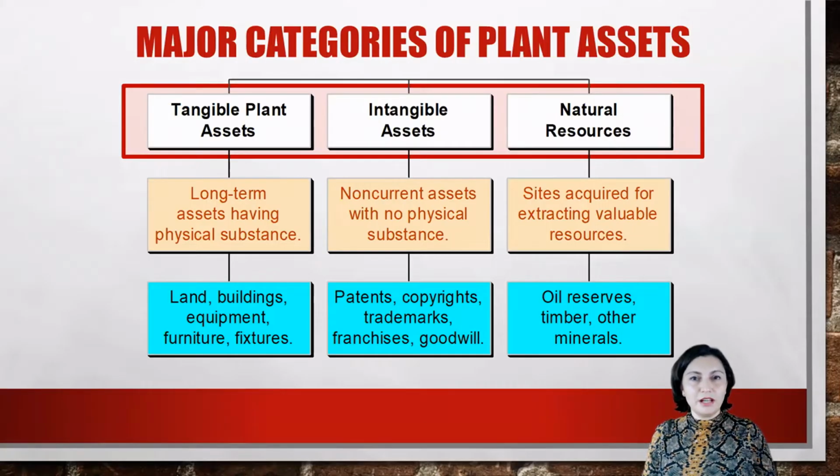Tangible plant assets are long-term assets that have physical substance. Examples include land, buildings, equipment, furniture, and fixtures. Intangible assets are non-current assets with no physical substance. Examples include patents, copyrights, trademarks, franchises, and goodwill. Natural resources are acquired for extracting valuable resources to be used in the business. Examples include oil reserves, timber, and other minerals.